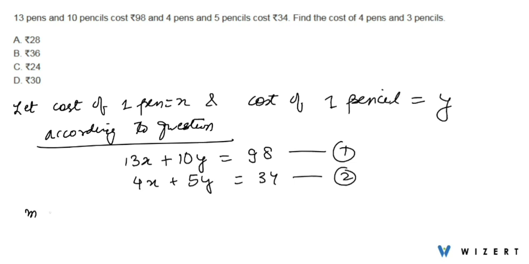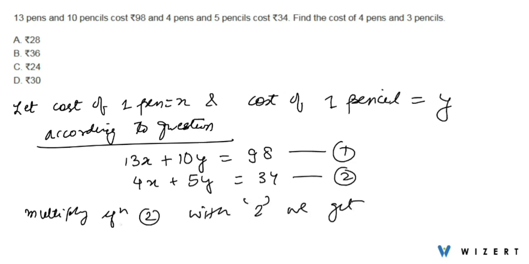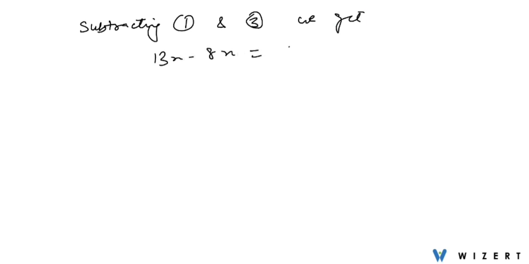Now what we'll do is we'll multiply equation 2 by 2, then what we'll get is 8X plus 10Y equal to 68. Now let this be the third equation. Now we can see that 10Y is in the first equation and 10Y is also in the third equation. So if we subtract these, we can get the whole equation in X and we can find the value of X. So subtracting 3 from 1, we get 13X minus 8X equal to 98 minus 68. So 5X is 30 and X we have obtained as 6.